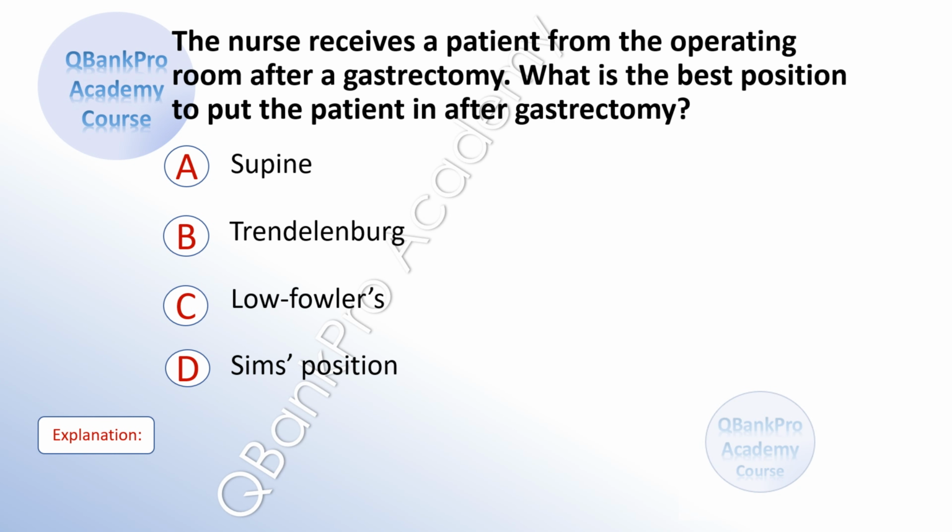The nurse receives a patient from the operating room after gastrectomy. What is the best position to put the patient in after gastrectomy? A. Supine. B. Trendelenburg. C. Low Fowler's. D. Sims position.